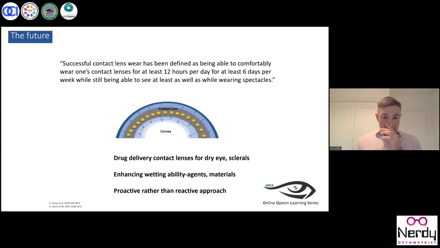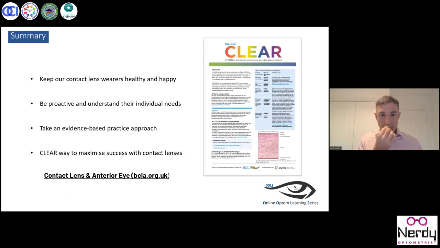And I think in conclusion today, we are going to see more drug delivery contact lenses coming out to help with dry eye and various other therapeutics, potentially glaucoma monitoring and treatment. Lenses are getting better at having wetting abilities, whether that's a material or a surface. And we really need to take a proactive approach rather than a reactive one, to make sure people don't go on their path to drop out.